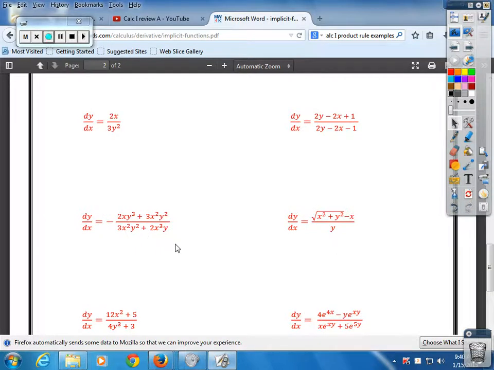They might have factored out a negative. Okay, that's not a big deal. I don't care about that. Just make sure all the coefficients look right. Make sure there's no 6 in there, okay?